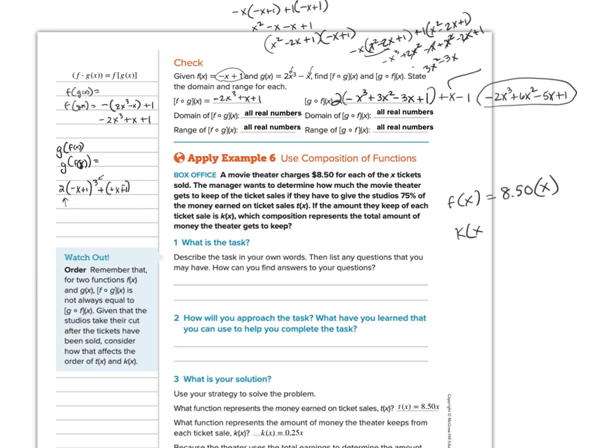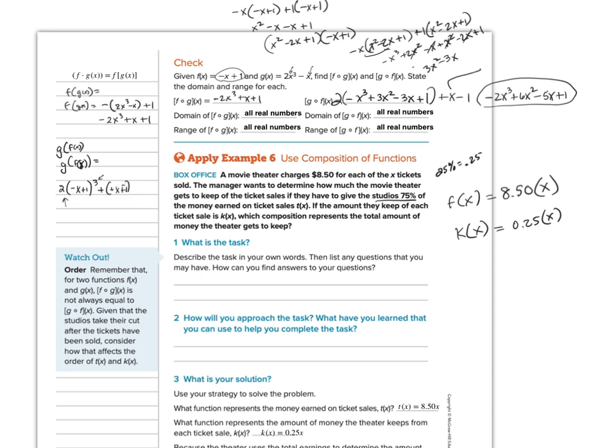And then we have the amount that they get to keep, which we'll just say K for keep, right? It is equal to 0.25 for each ticket sold, because they have to give the studio 75%. So they get to keep 25%, which is the same thing as 0.25 in decimal. So there we go, that's one way to calculate this problem.